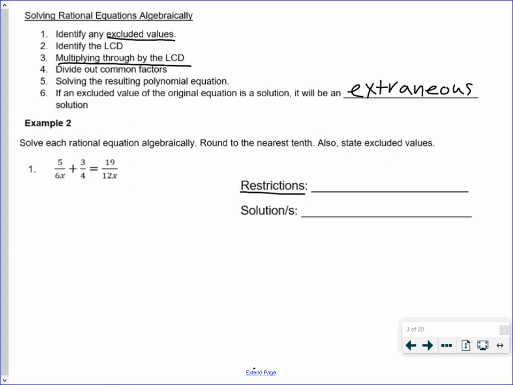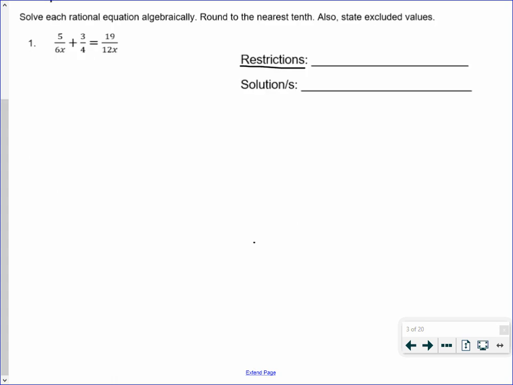So now that we've talked about it, let's actually do a problem and see what we're talking about. So for number 1, we have 5 over 6x plus 3 over 4 equals 19 over 12x. So the very first thing we want to do is figure out our restrictions or our excluded values. So we're going to set each denominator equal to 0.